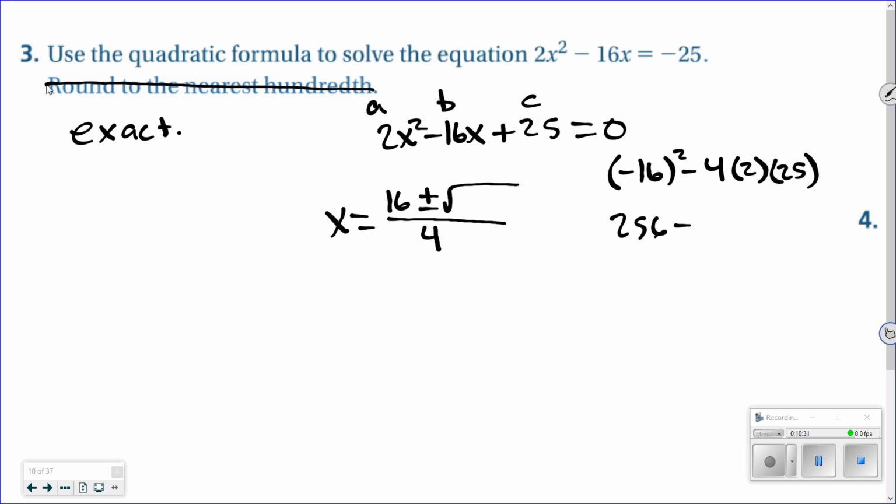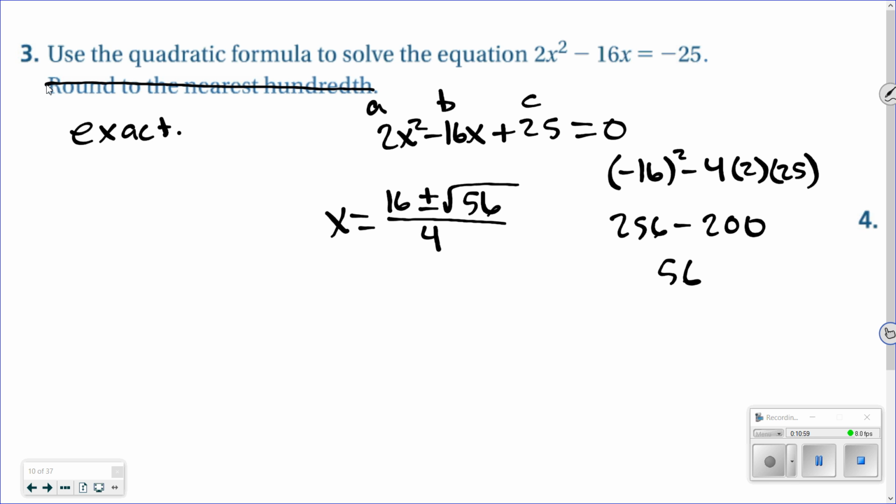Minus 4 times 2 is 8. 8 times 25, I think, is 200. And then you're going to just subtract those two. So let's see. 256 minus 200 is 56. Okay, this one's a little bit different than the previous two examples. In the previous two examples, the square root was a perfect square. It came out evenly. Square root of 56 does not.